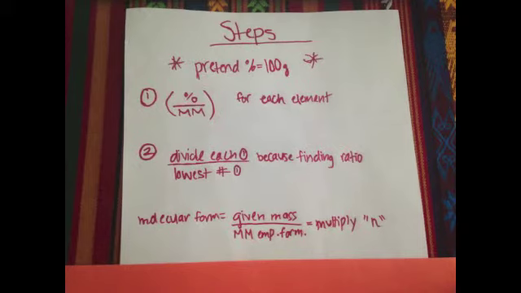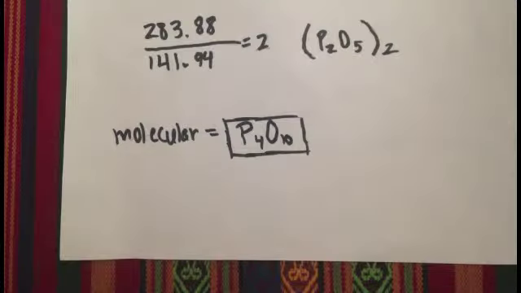So on the bottom of the screen, you'll see, in order to find the molecular formula, you must take the given mass and divide that by the molar mass of the empirical formula, and then multiply that number by the empirical formula. The given mass is 283.88 grams per mole. So when we work this all out, we take 283.88 and divide it by 141.94, which gives us 2. And then we would multiply the subscripts in the formula by 2, which would give us the molecular formula of P4O10.